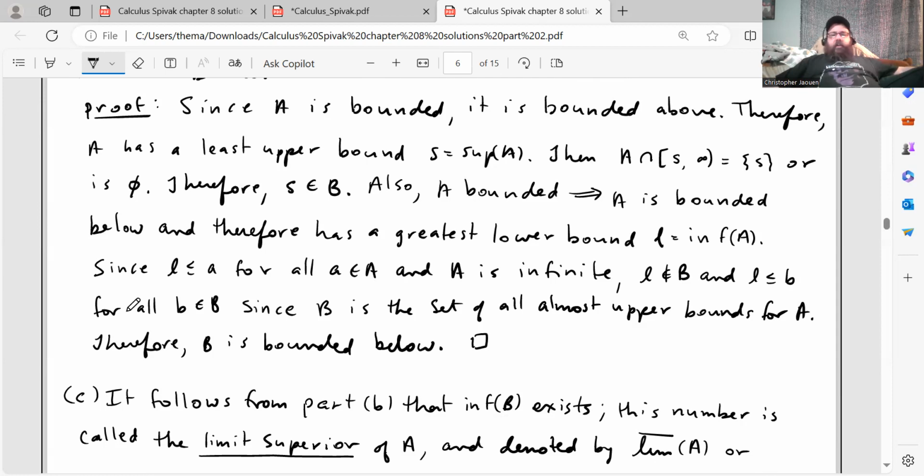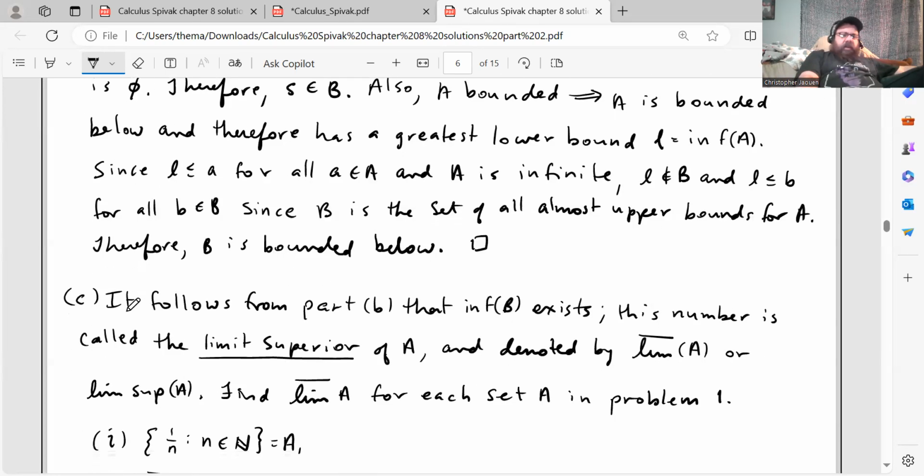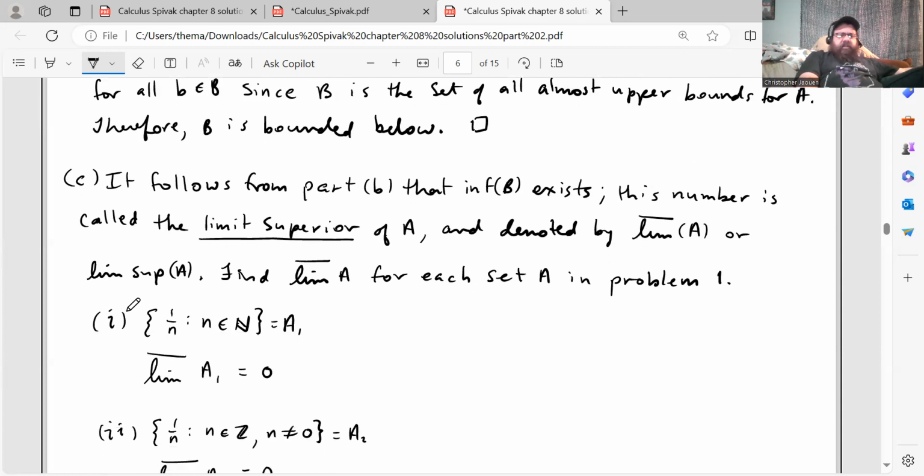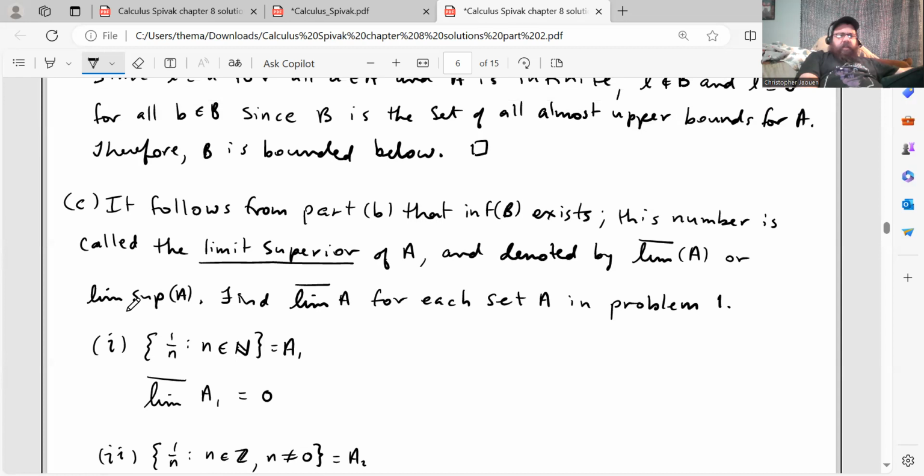Since B is the set of all almost upper bounds for A, therefore B is bounded below. And that's the proof. And C and D, again, he's just asking us to find these numbers. I'm not going to really belabor it, but I do want to talk about this definition here just so you know what it means. It follows from part B that inf B exists.